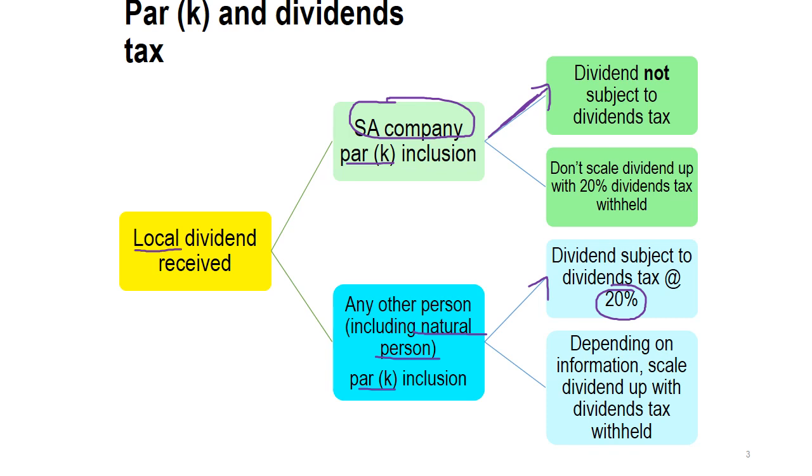And the reason why we need to scale it up, ladies and gentlemen, is because gross income, listen to the word gross income. If I receive a dividend from a South African company, let's say 100,000 Rand, then that is the amount that accrues to me. That is what I'm unconditionally entitled to.